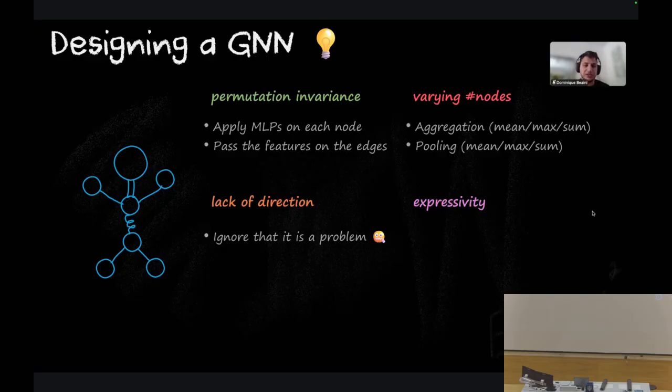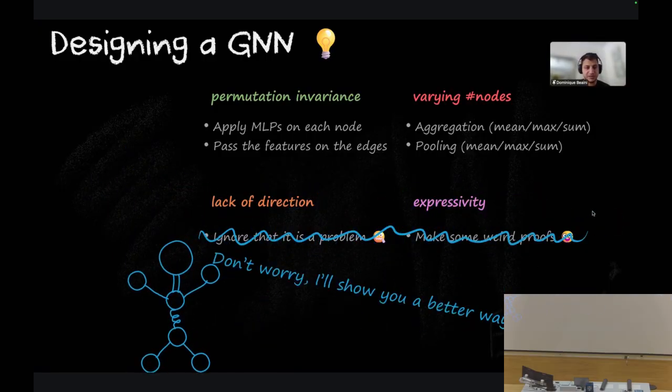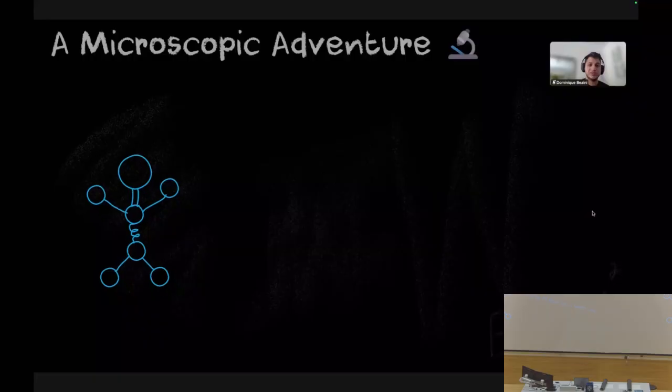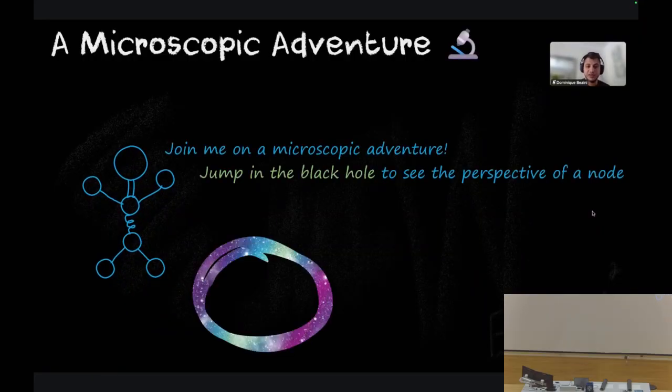Then there's the problem of isotropy, or lack of direction. In many cases, it has been ignored. And expressivity has been handled a lot mathematically, but I will show you in terms of applicability how we can tackle these problems. So this is the goal of the presentation: how to have better ways of tackling these problems and build very expressive graph neural networks for molecular representation.